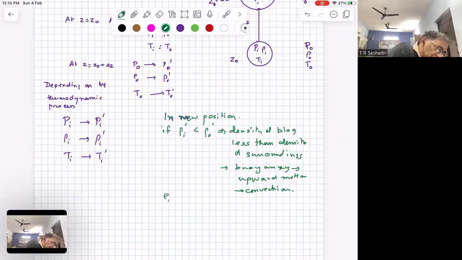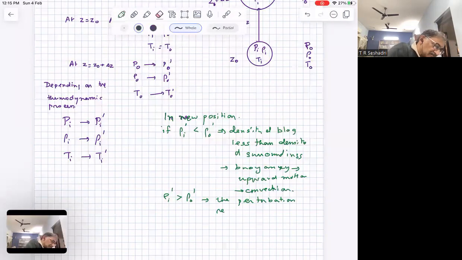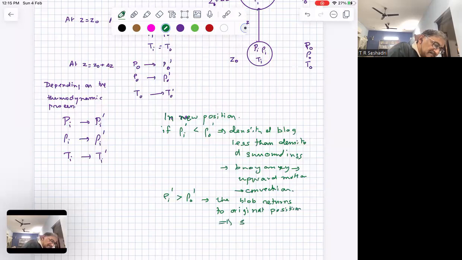On the other hand, if rho I prime is greater than rho O prime, the perturbation returns the blob to its original position. This implies a stable situation, which implies no convection.